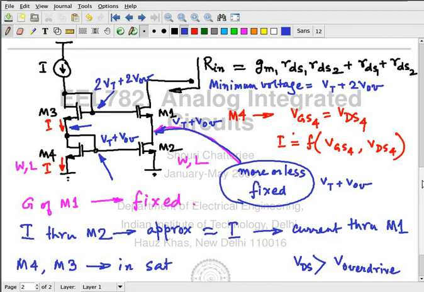What if VOV is zero? In moderate inversion, VOV is zero. Does that mean that the device is always in saturation? No. So that inequality, this particular expression that we have used, that's why I didn't want to write this expression to start with. I was hesitating. This particular expression applies only in strong inversion. It doesn't generally apply under all conditions.